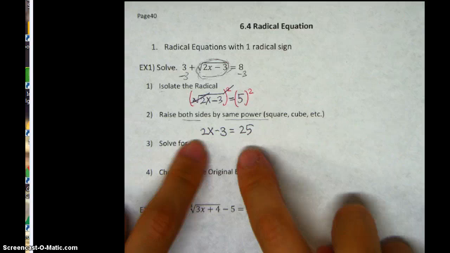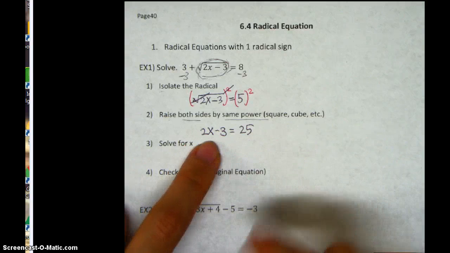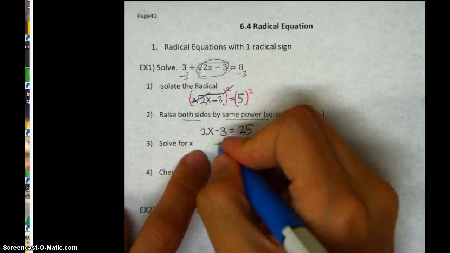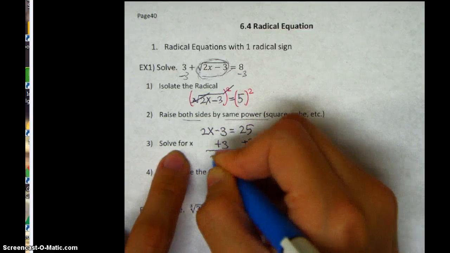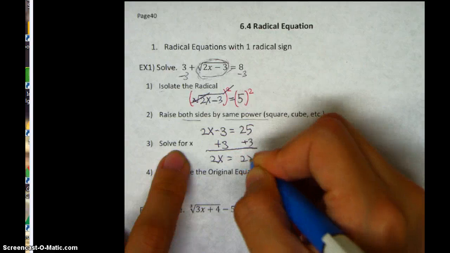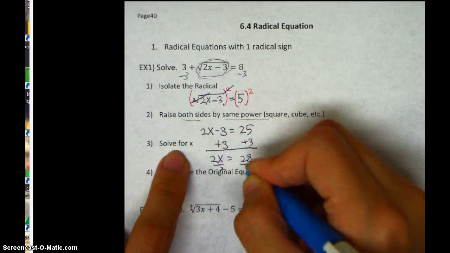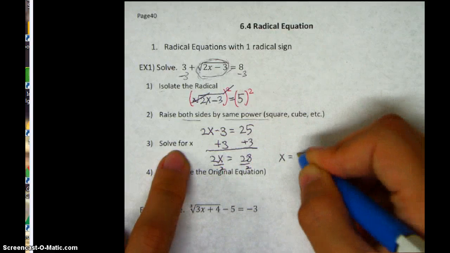So now this is a simple plain linear equation. So we're gonna solve for x. That means I'm gonna add 3. 2x is equal to 28. Divide both sides by 2. I will get x is equal to 14.